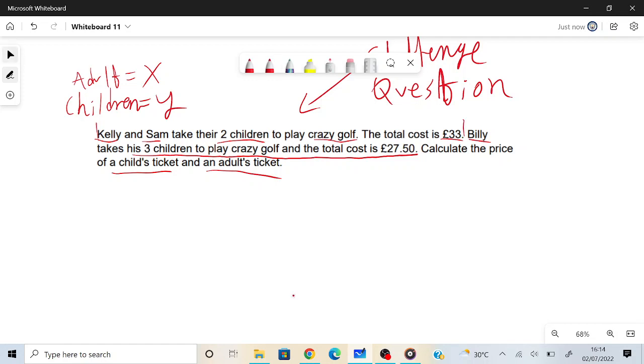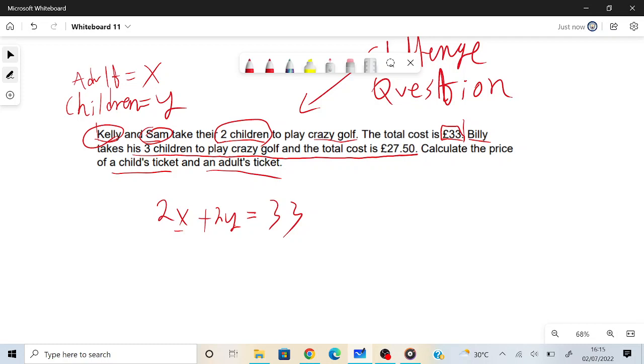It says Kelly and Sam take their 2 children. So we have 2 children, that's 2y, and we have Kelly and Sam, that's 2 adults. So we have simply 2x because x is adults, plus 2y because y is children, and this equals £33 because the total cost is 33. So 2x plus 2y is equal to 33, and that is the first equation we have.